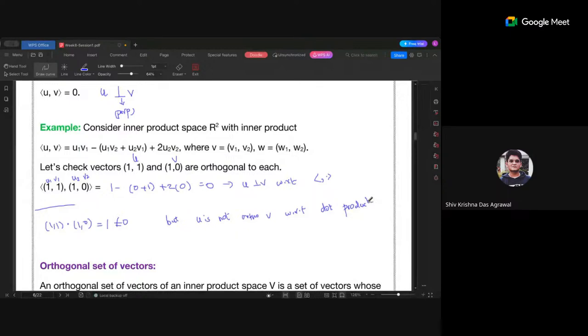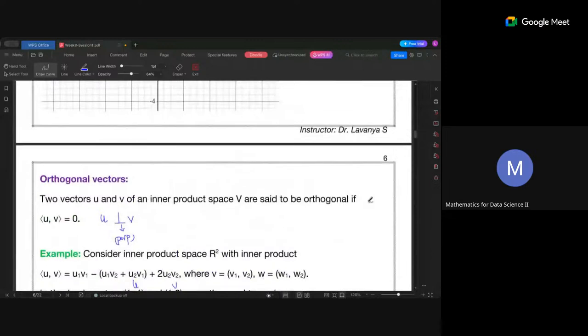So if they are not actually perpendicular, how can we make out they are orthogonal? If we're changing the basis, then only... no, we are not changing the basis. We are changing the definition of inner product itself. Because see, what is happening here, you understand? Go back to the definition of vector spaces. Based on the definition of addition, the zero vector itself will change, right? It need not be the usual zero vector, right?